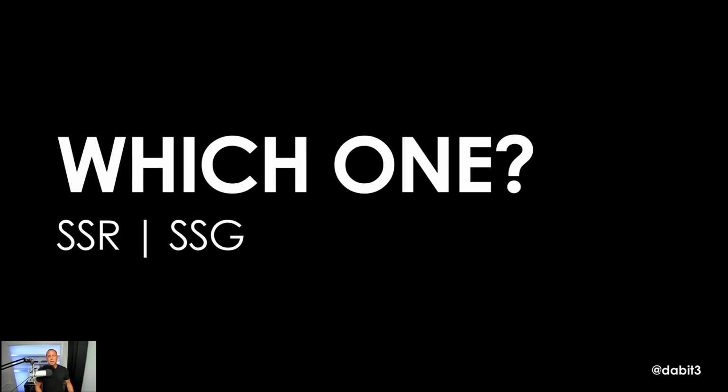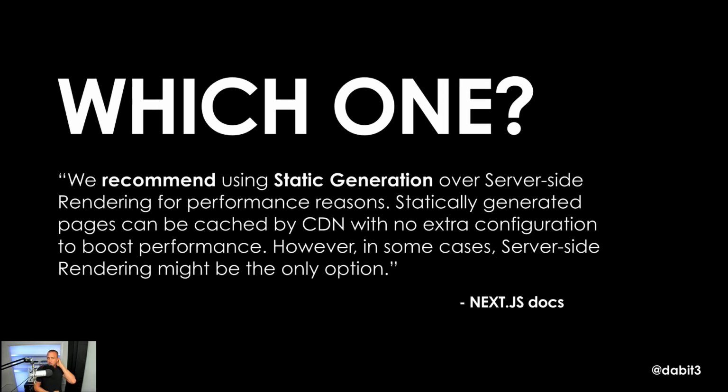So which one do you typically want to work with? Do you want to work with static site generation, or do you want to work with the server rendered page? Well, the Next.js docs make this very straightforward. They say we recommend using static site generation over server-side rendering for performance reasons. Statically generated pages can be cached by a CDN with no extra configuration to boost performance. However, in some cases, server-side rendering might be the only option.